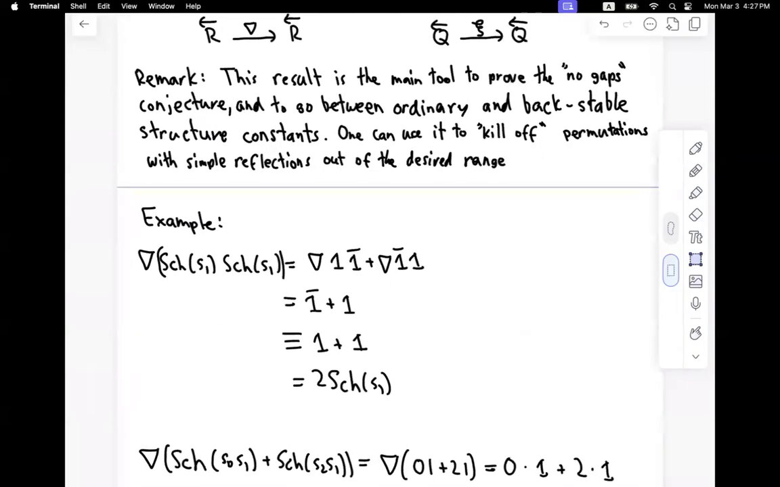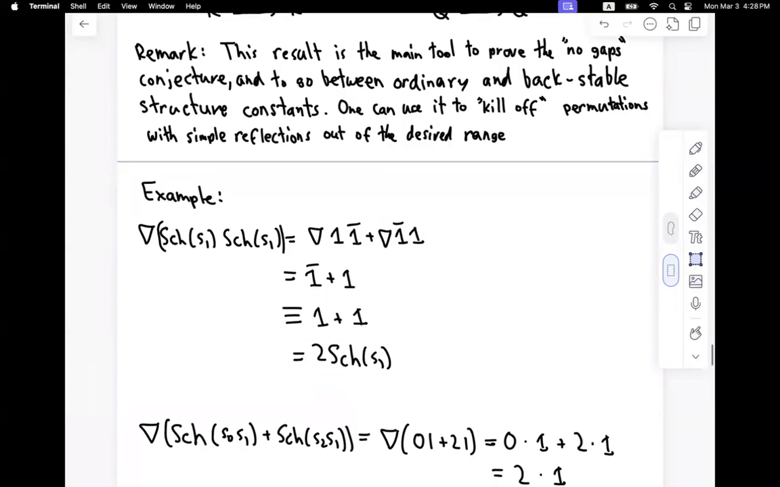But let's take Schubert S1 times Schubert S1, and let's apply nabla to that. When I expand this product, I get 1 bar plus 1 bar 1. So I apply nabla to both of those. And remember what nabla does is it truncates the first letter and multiplies by the value of that. So in this case, the first letters are 1 and 1 bar, and so I just get 1 bar plus 1. And if I look at the maximal bottom row, these both have the same maximal bottom row, which is just a 1. And so in particular, I get this to be equivalent to twice the Schubert vector for S1.